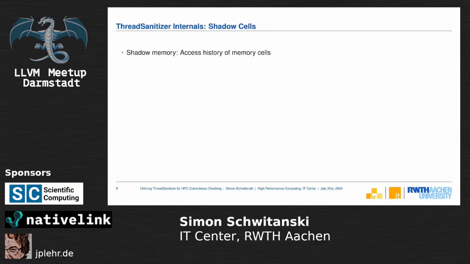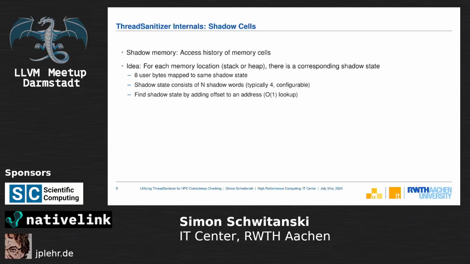Okay, great. So now we know we can capture memory accesses, we can capture synchronization. Now the question is, how is the actual race detection done? For that, ThreadSanitizer uses shadow memory, which is an access history of the memory cells. That means you have for each memory location, stack, heap, whatever, a corresponding shadow state. And then you have 8 user bytes that are mapped to the same shadow state.